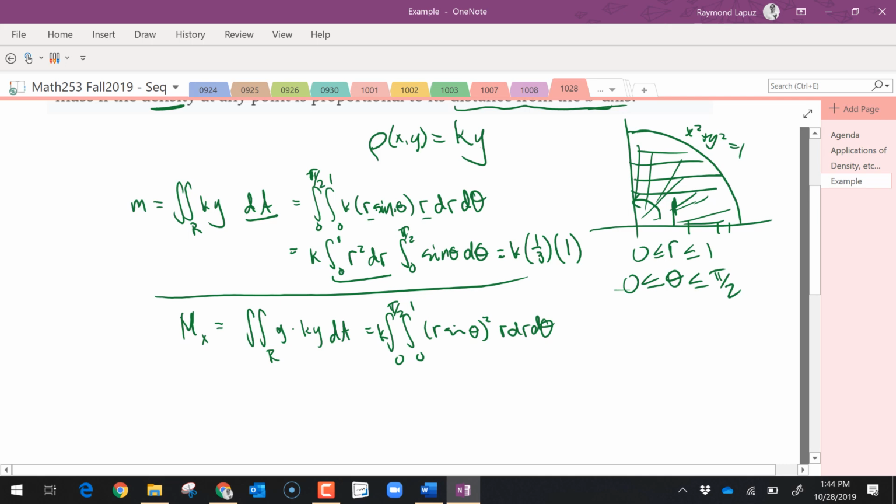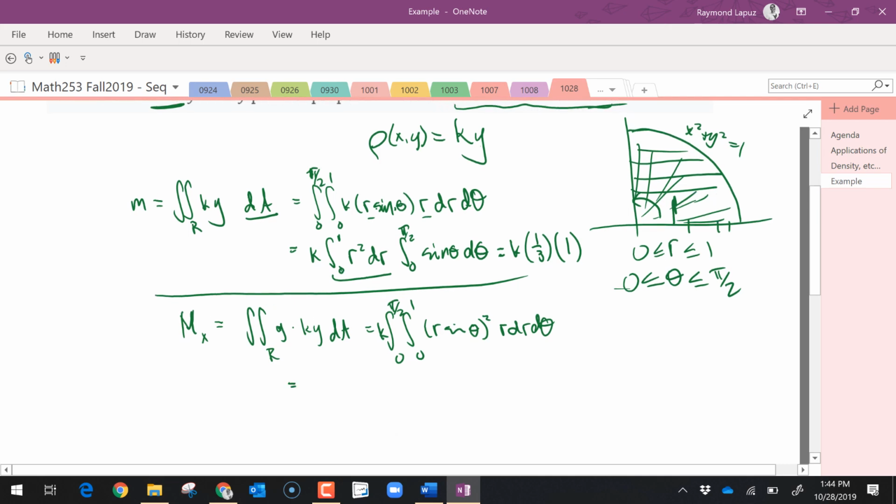So unfortunately, this is not one of those easy integrals. At least I don't think so. You can still factor things out. So I have an r squared and an r, so that's an r cubed in the r integral. So this is the integral. It's not so nice and easy unless you have it memorized. I don't have this one memorized. It's like theta over 2 minus sine 2 theta or something like that. So this one you'll have to work out.